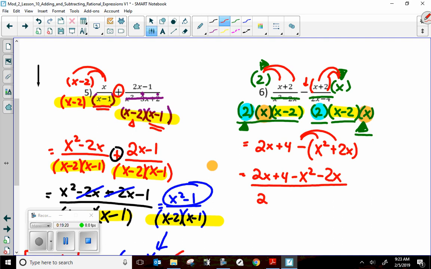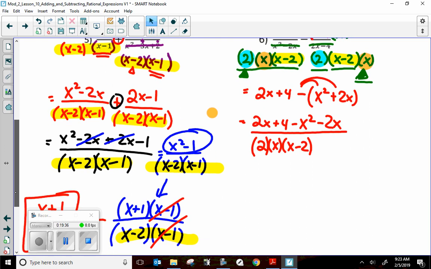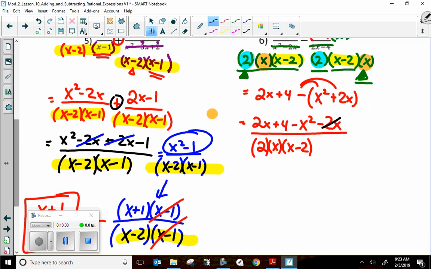2 times x minus 2, okay? Remember, when I combine these, the bottom stays the same. I don't got to write it a million times because I've combined this into one fraction now, all right? So what can I combine or simplify in the top? Negative 2x, positive 2x. I now have 4 minus x squared all over 2x times x minus 2.